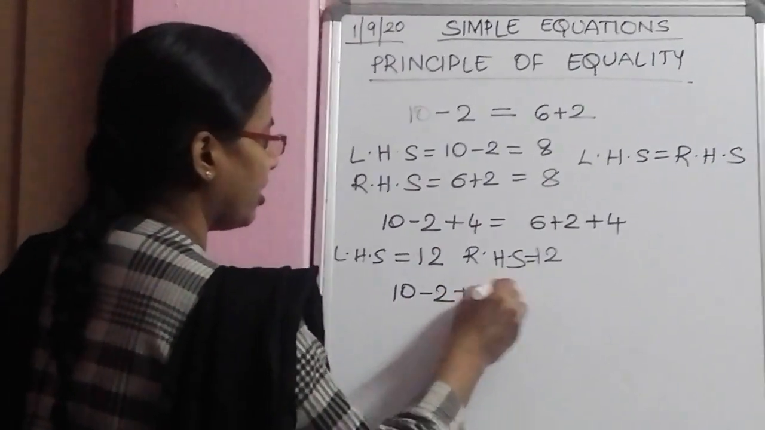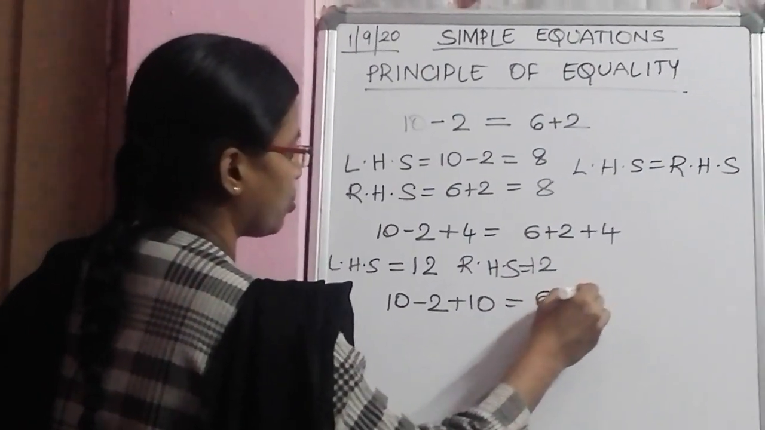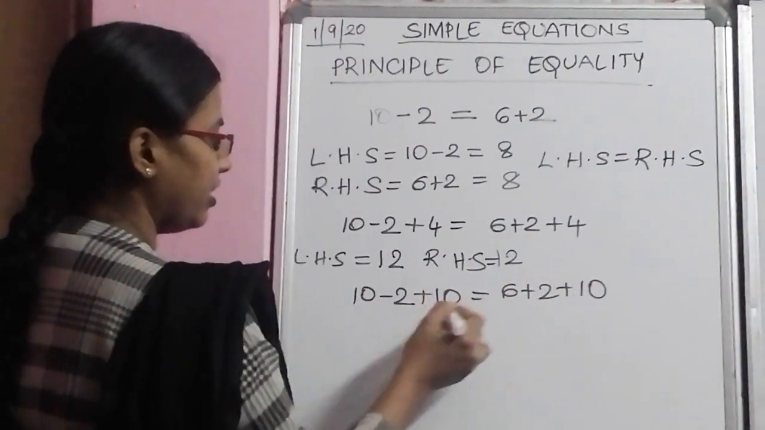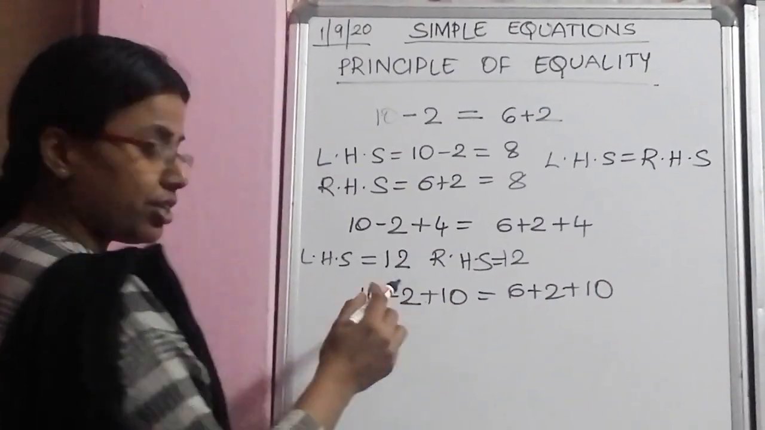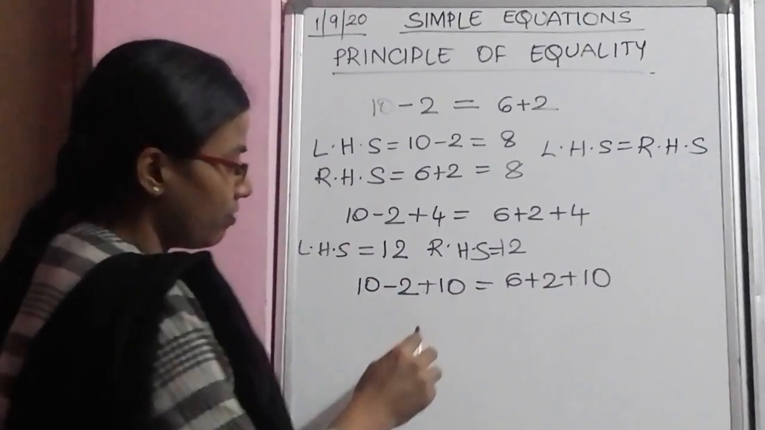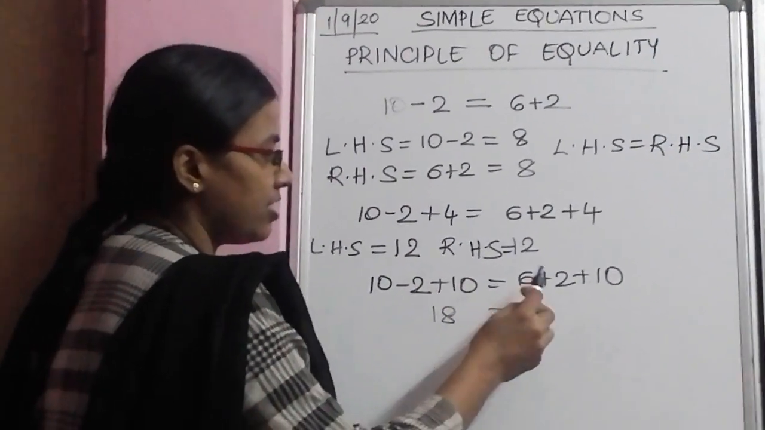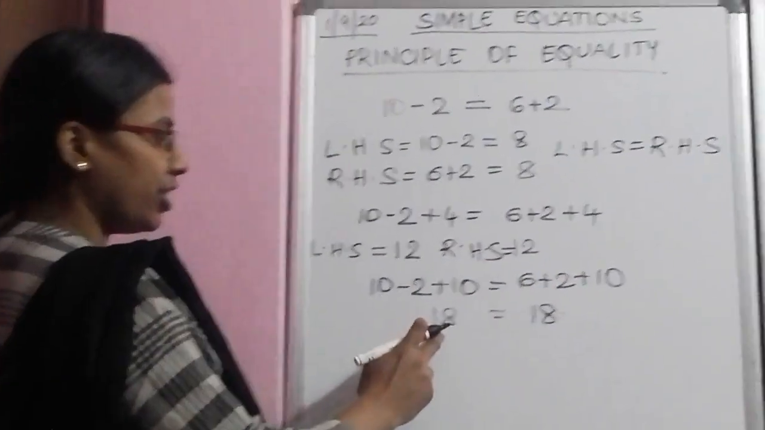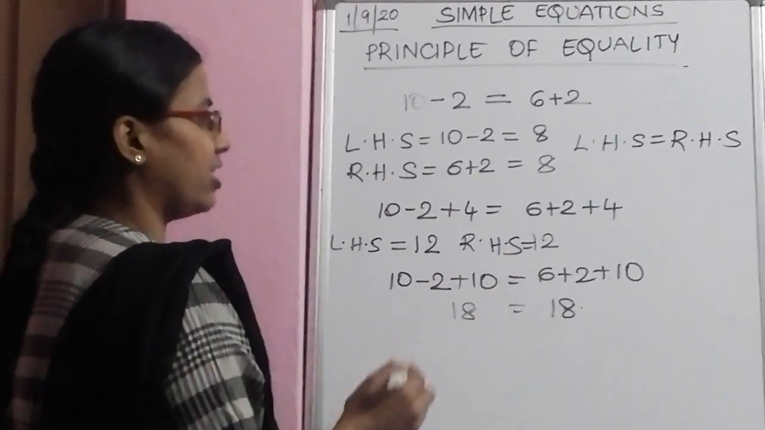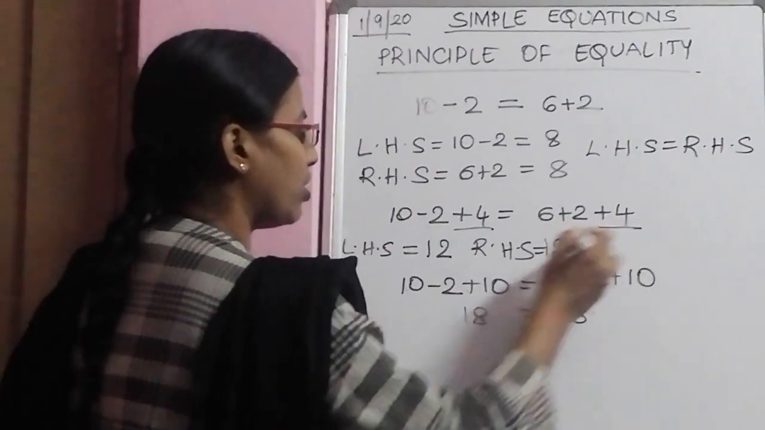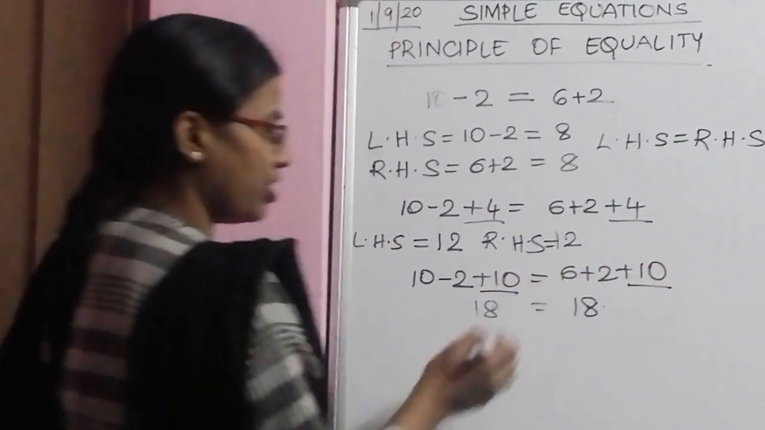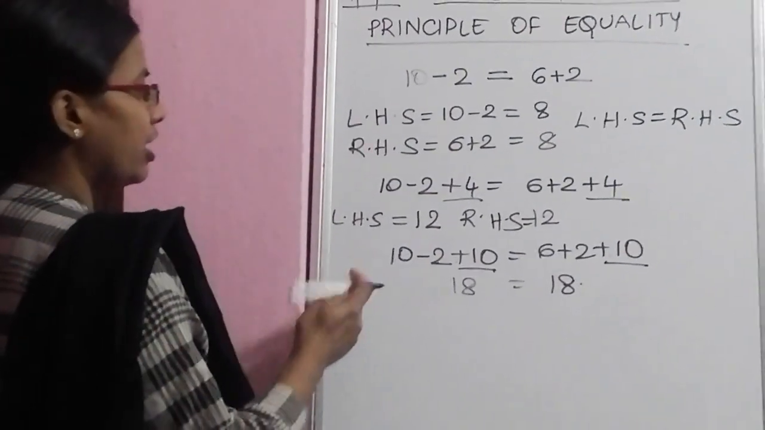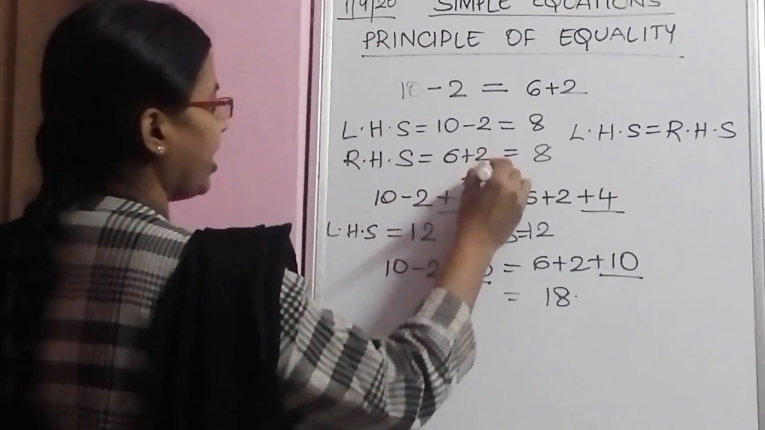I am taking 10 here. 10 minus 2 plus 10 equals 6 plus 2 plus 10. Both the sides I am adding 10. 10 minus 2 is 8. 8 plus 10 is 18. And 6 plus 2 is 8 and plus 10 is 18. So here you see that 18 is equal to 18. When you add the same number on both the sides, you see that the equality remains the same. It does not change. This we checked for addition.